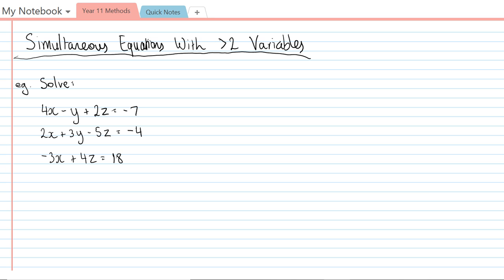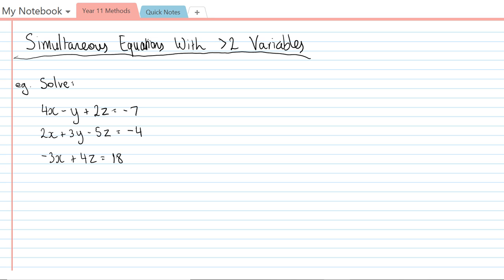What I'll also say is that these questions are not common on exams, but they are very good to practice in terms of your algebra skills. And on top of that, if you have any intention of studying any kind of mathematics at a tertiary level, you can definitely expect to encounter this kind of thing.